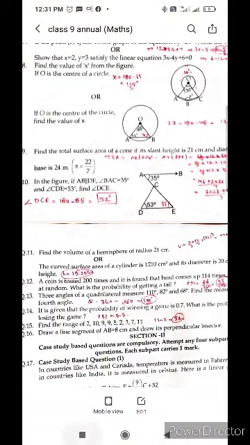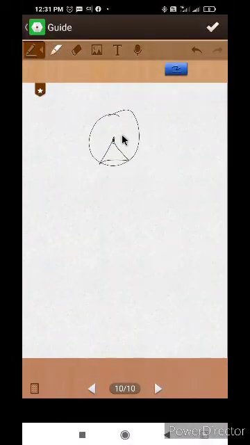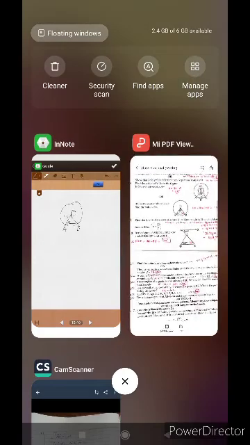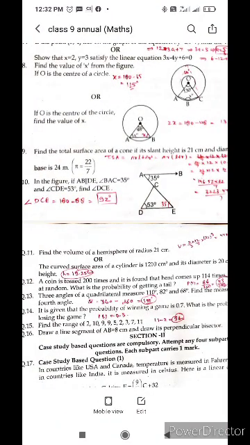This is 48 degree, x degree. This is A, this is B, this is O, and this is 48 degree. This is x degree. So we need to find the value of x.